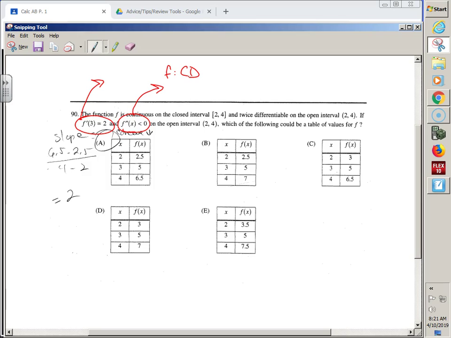Go to concavity card, the concavity test. We have the signs of the second derivative. We have the concavity of f, but who else is on that card? F prime. What's f prime doing if f double prime is negative or f is concave down?